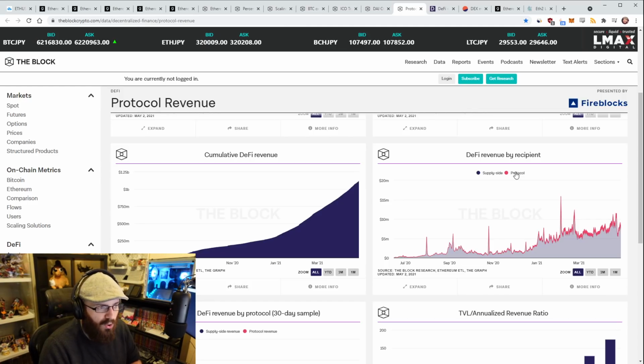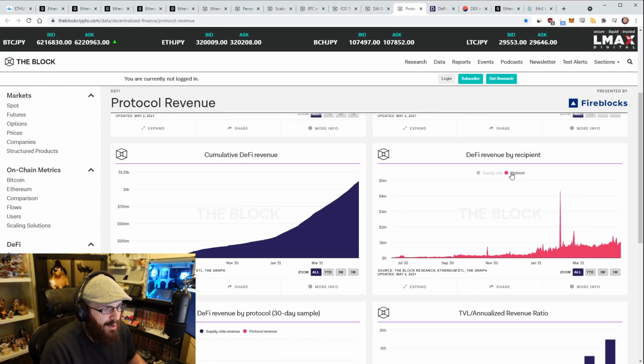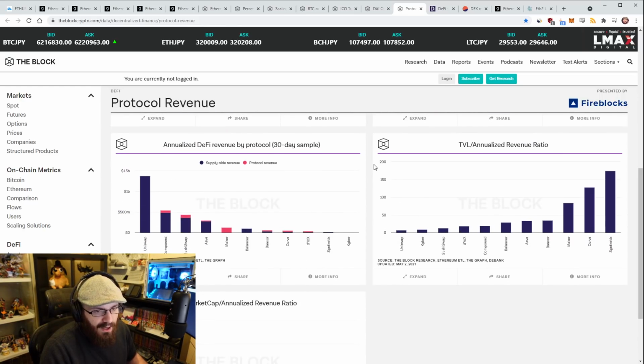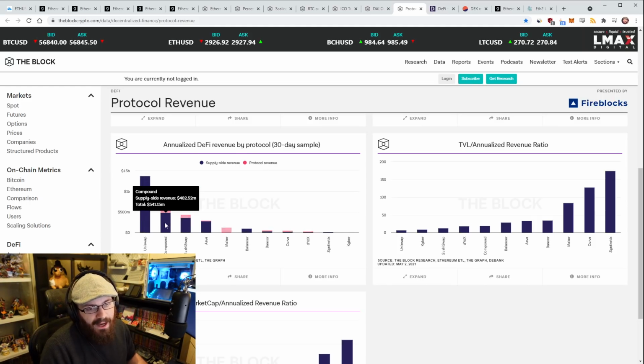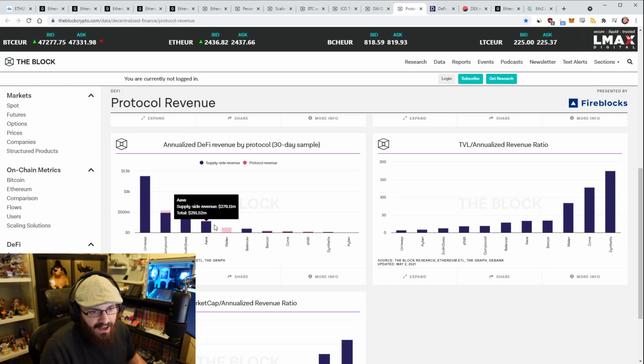Some of them don't have it at all. But still, I think that's been on a general uptrend here. If I click into it, yeah, that's been on a general uptrend as well, which is cool to see. Annualized DeFi revenue by protocol, Uniswap still leading, but again, none of that goes to the protocol, which means none of it goes to token holders. Compound, I don't know if this goes to token holders, but they have a bit of protocol revenue there.